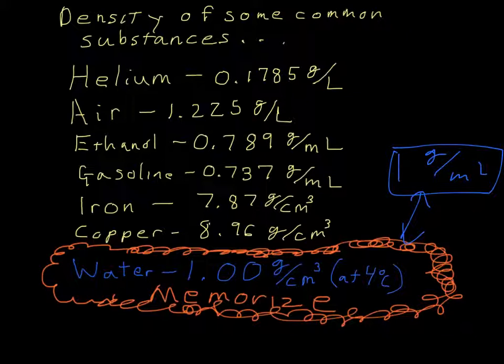Let's take a look at some other liquids here. We have ethanol. Ethanol has a density of 0.789 grams. Gasoline, 0.737 grams. So those are our other liquids. And we've got some helium, 0.1785, and air, 1.225 grams.